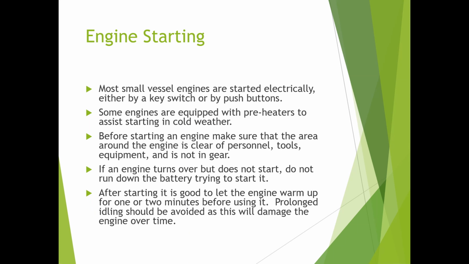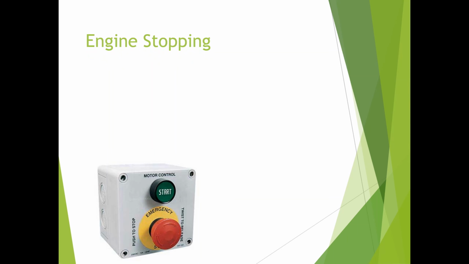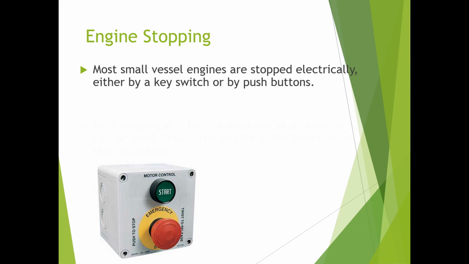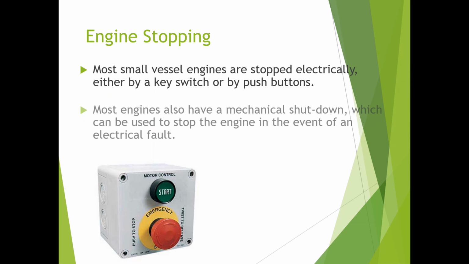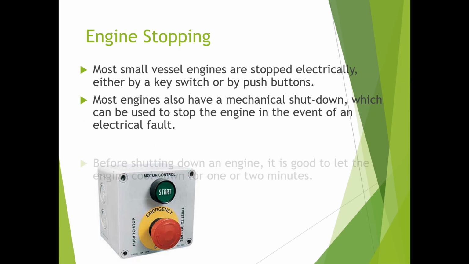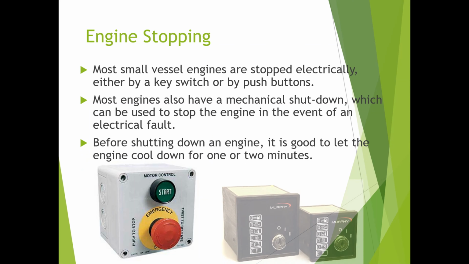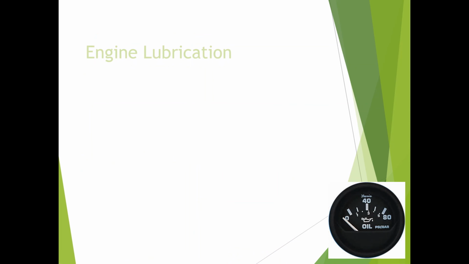Engine stopping. Most small vessel engines are stopped electrically, either by a key switch or by push buttons. Most engines also have a mechanical shutdown, which can be used to stop the engine in the event of an electrical fault. Before shutting down an engine, it is good to let the engine cool down for 1 or 2 minutes. Engine lubrication. Engines use oil for lubrication.